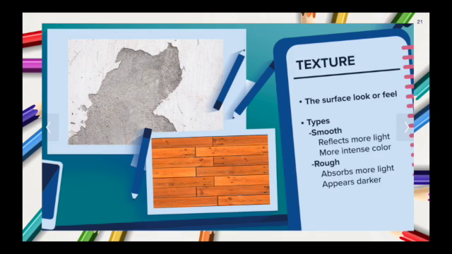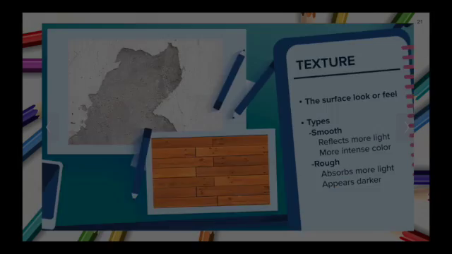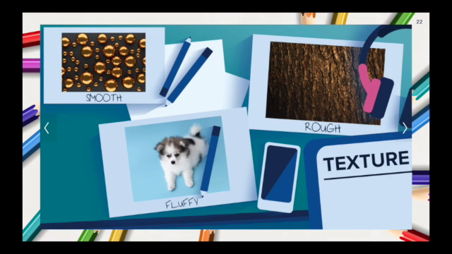Then we have texture. Texture is the surface look or feel in an image or on an object. A texture can be smooth, which reflects more light and has more intense color, or rough, which absorbs more light and appears darker. Here you have several examples of different textures: smooth, rough, and fluffy.